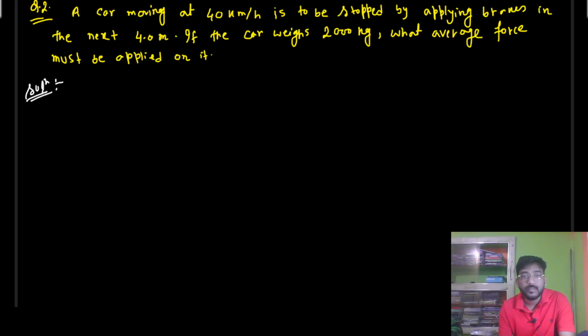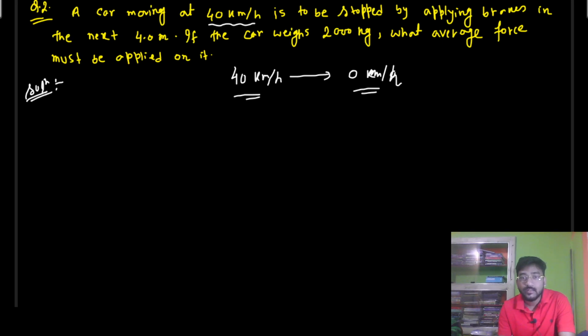So here we have to apply the braking force to stop the car. So we have to create a deceleration. How much deceleration do we have to create? Let me first find out this. The velocity at the instant when we are applying the brakes is 40 km per hour, and we have to reach from 40 km per hour to 0 km per hour, because we have to stop the car.